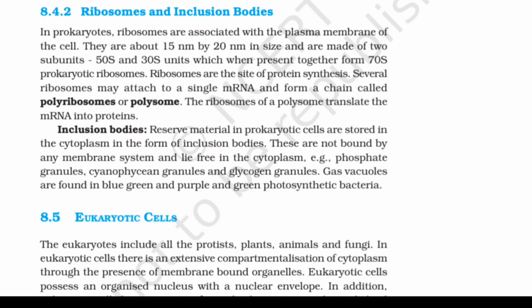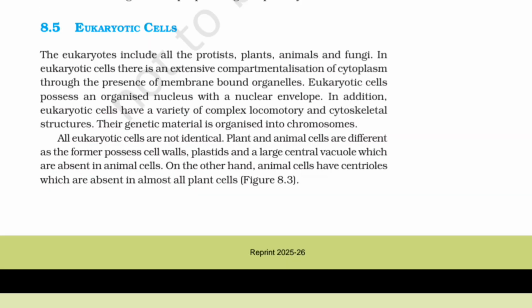Inclusion bodies. Reserve material in prokaryotic cells is stored in the cytoplasm in the form of inclusion bodies. These are not bound by any membrane system and lie free in the cytoplasm. Examples: phosphate granules, cyanophycean granules, and glycogen granules. Gas vacuoles are found in blue-green and purple and green photosynthetic bacteria.